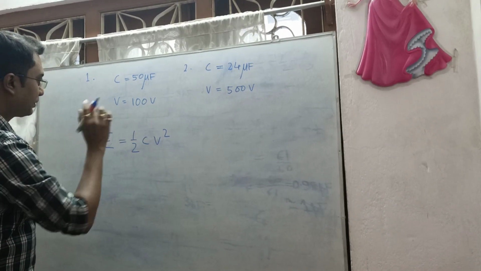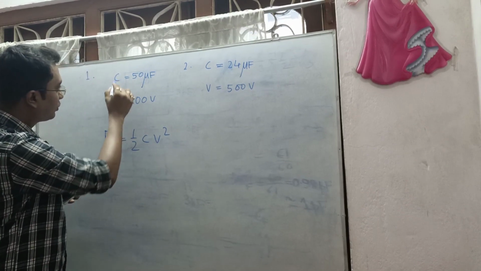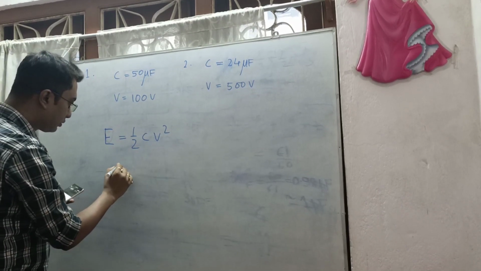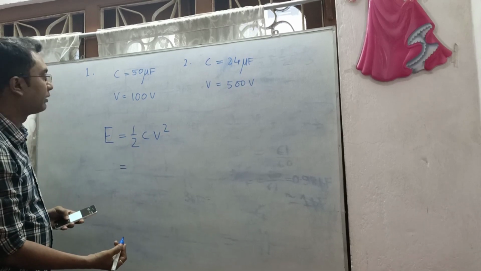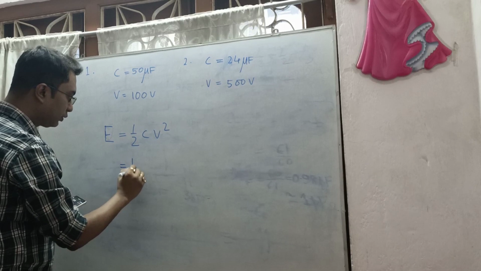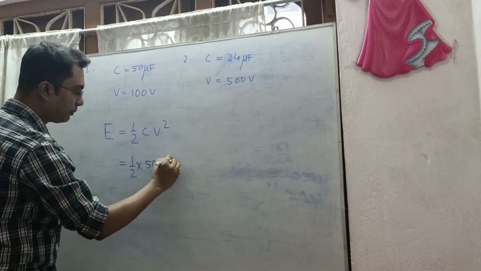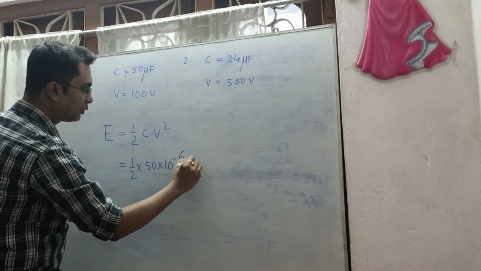So this is the expression. Here we shall take this expression out of the three because here the values of C and V are given. So we have to just place it and calculate the energy. Now for C it is given 50 microfarad, so we have to convert it into farad.